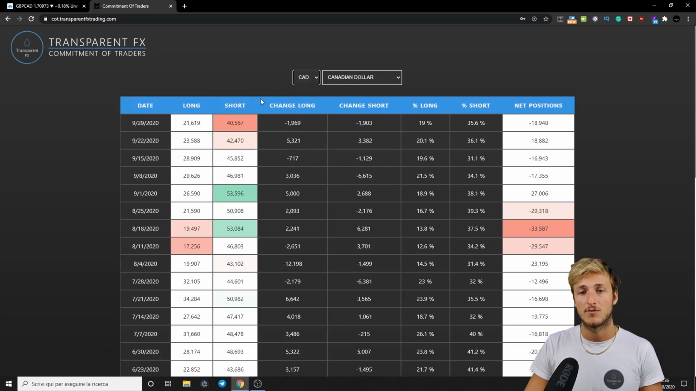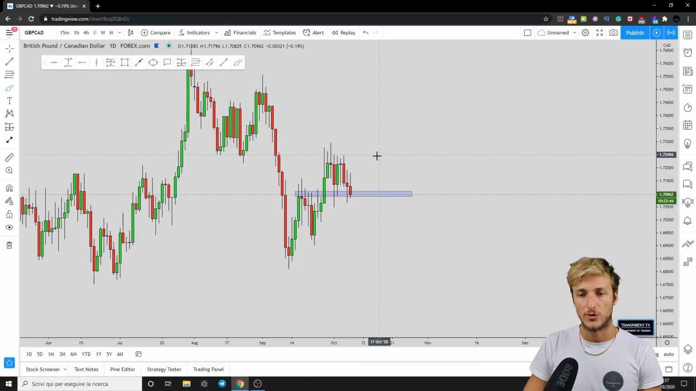And if we go and see what we have from a CAD perspective, we can see that on the CAD, we have actually seen net positions increasing, meaning that the CAD is getting stronger. In fact, we went from having minus 33K net positions all the way up to minus 18K net positions. So definitely an increase in the net positioning with a lot of longs getting added. In fact, we went from 17 to 21K longs and shorts getting closed from 53 to 40K. So definitely exactly what we want to see, a weak pound and a strong CAD.